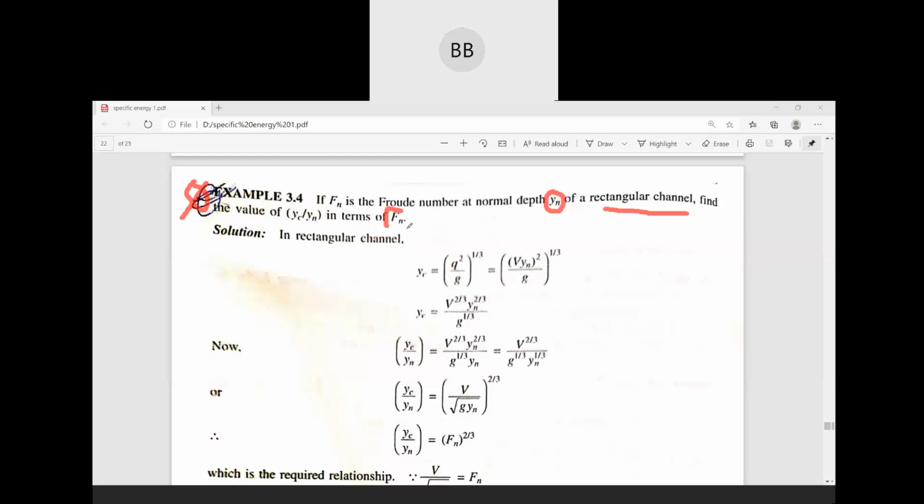If Fn is the Froude number at normal depth Yn of a rectangular channel, then we have to find the value of Yc divided by Yn. Yc is our critical depth, and Yn is the normal depth. So we have to find the critical depth divided by normal depth in terms of Froude number. So first you write down the question.